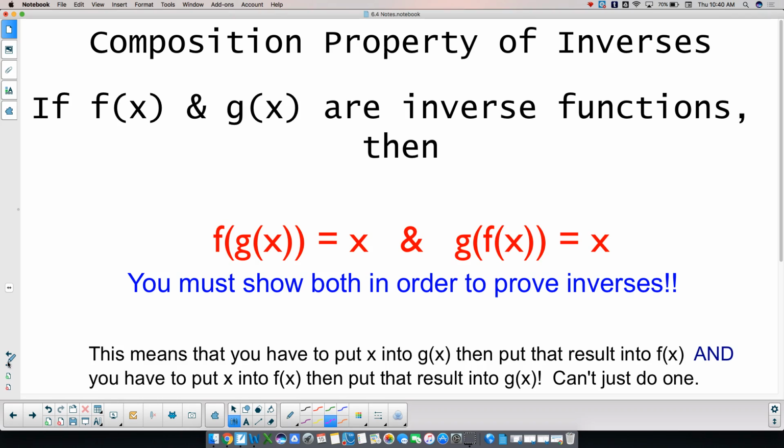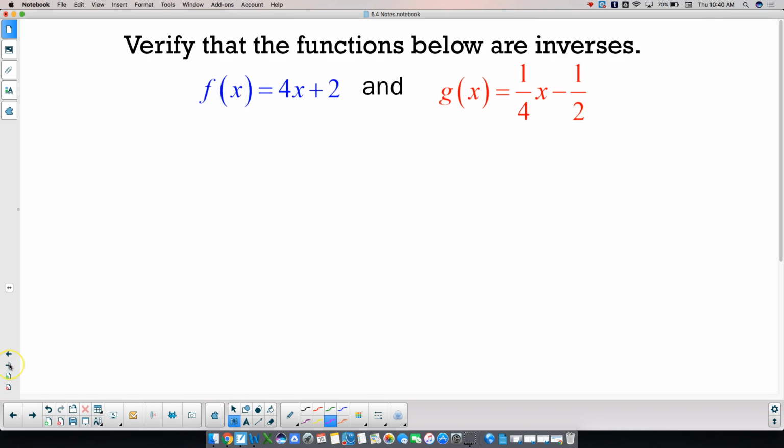Then I'm going to take x and put it into g of x. That's going to give me g of x. Then I'm going to take g of x and put it in for x in f of x. And I'm going to do all that math, and I'm going to get out x. If I get out x at the end of both, I've got an inverse function. If I don't, then they are not inverses. So, let's go to this one.